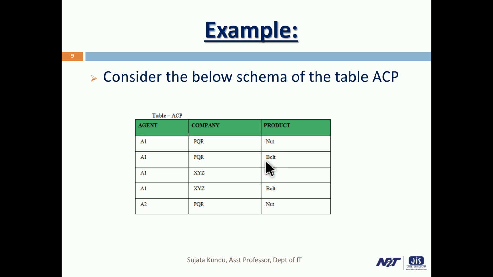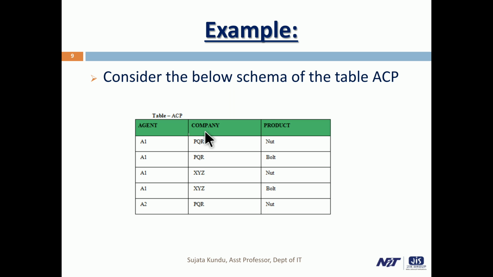So if I want to make the primary key for this, agent and company together we can make the primary key, because if I know the agent name and company name, then we can find out the product name. But there is also a problem, because an employee working in a company may sell multiple products, so there is a multivalued dependency, because for an individual value of agent and company we have multiple values of the product. So product is multivalued dependent on agent and company.